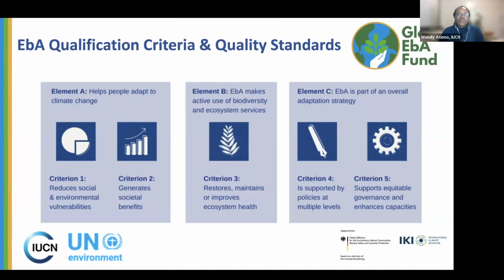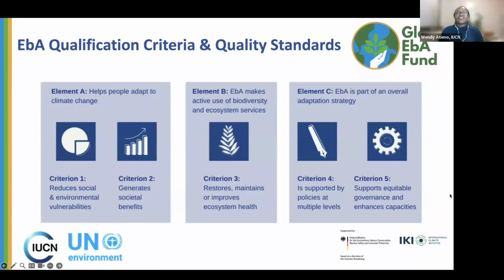So for example, if you're working to conserve, restore, or sustainably manage ecosystems, but do not link this to helping people adapt to climate impacts, that's not an EBA project. That could be a restoration project, it could be a conservation project, but without demonstrating how conservation of ecosystems will help people adapt to climate change, or how restoration of a certain ecosystem is going to help people adapt to climate change, without that link, that's not EBA.